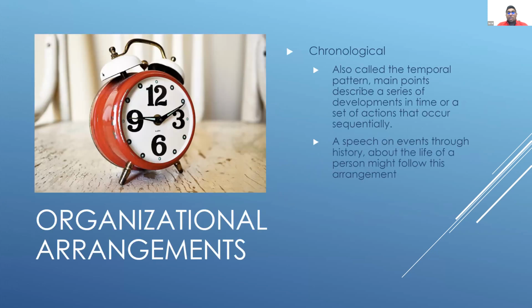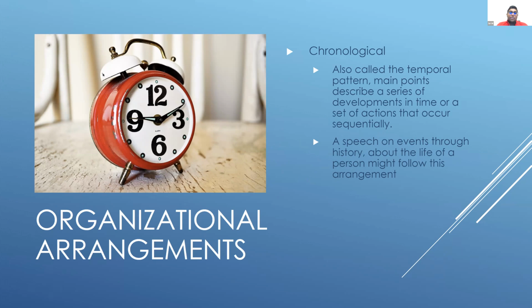The first type is chronological. So this is also called temporal patterns. It's just a fancy word for saying going in sequential order. So going in the order that an event happens. So if you're going through a speech on events through history, you would start with the event that happened the farthest back in time and end with the event that you want to discuss that happened most recently.